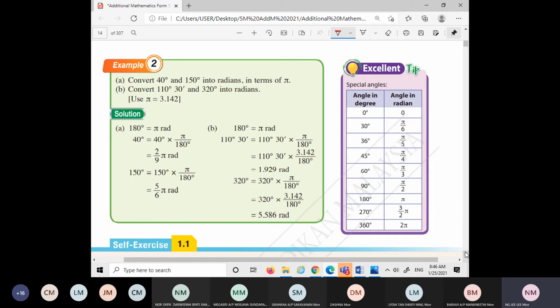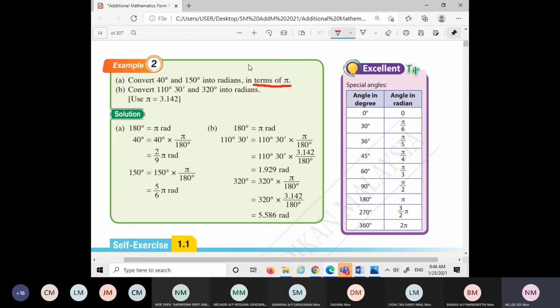Okay, part A. Convert 40 degrees and 150 degrees into radian in terms of pi. See here, in terms of pi means your pi you don't substitute with other things. You don't substitute with a number. You don't substitute with 3.142. Don't substitute with 22/7. Don't substitute with the pi from the calculator. Do nothing on the pi. Just leave it. This one we call in terms of pi.